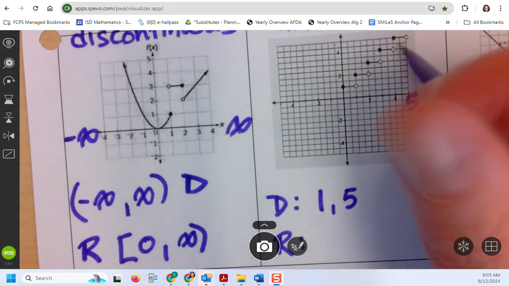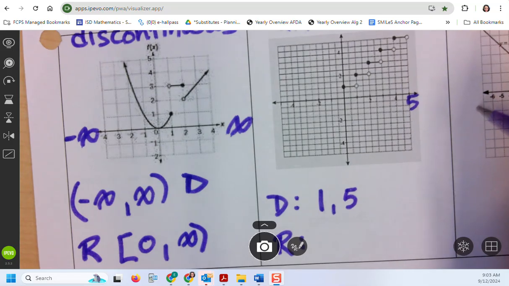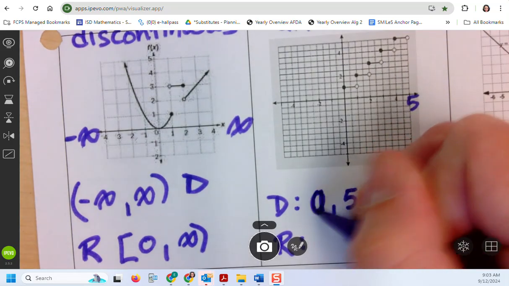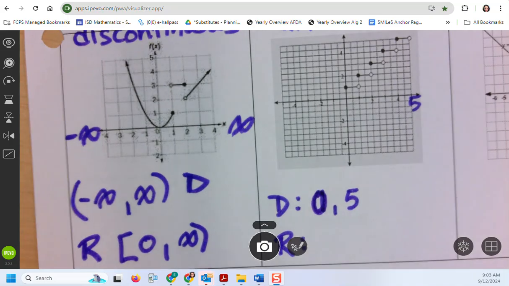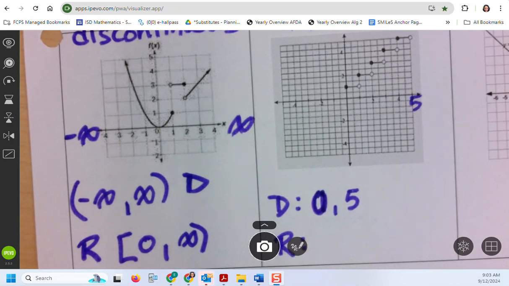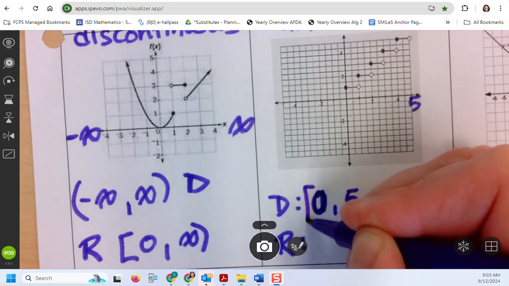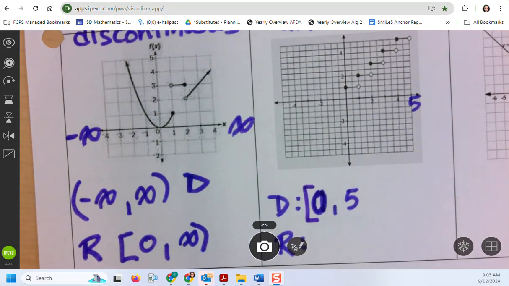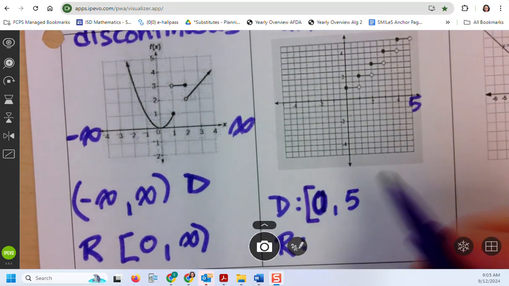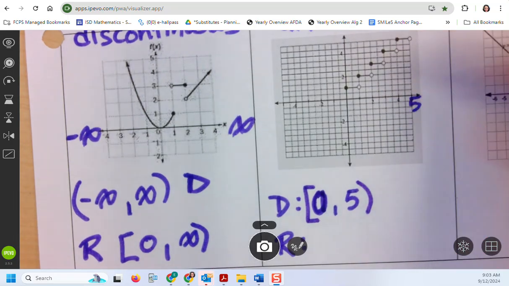Oh, Lua has a good point. I'm wrong about 1. What should it be? 0, thank you. Okay, 0 to 5. So it helps if I tell you the right thing. And then, one of these gets a square bracket. Does the 0 or does the 5 get a square bracket? The 0 does. But there is no line going through 0. There's a point right here at 0, so that's why we include it.